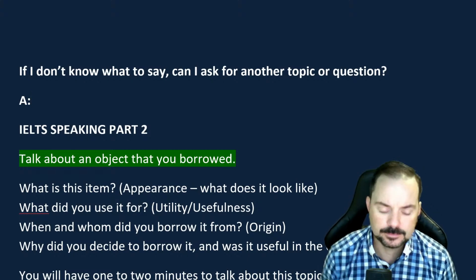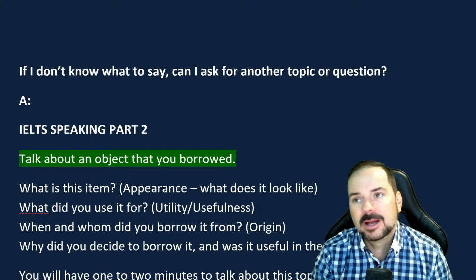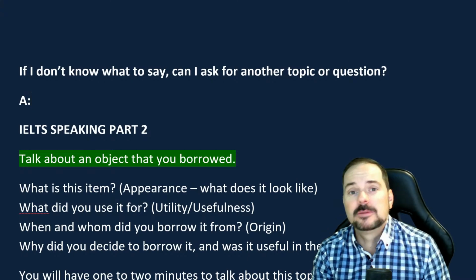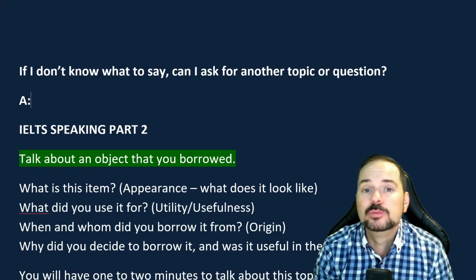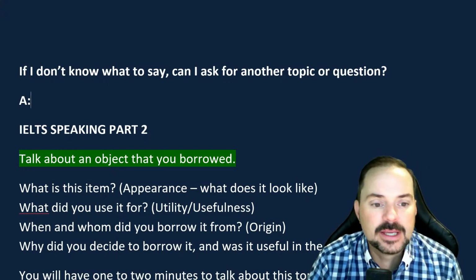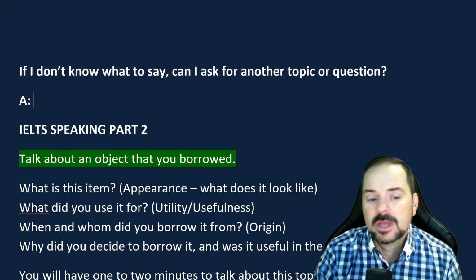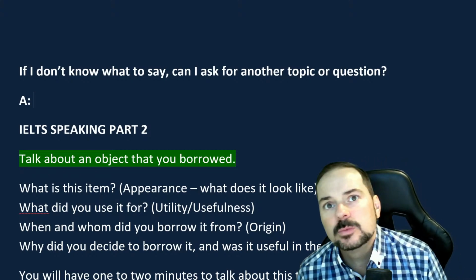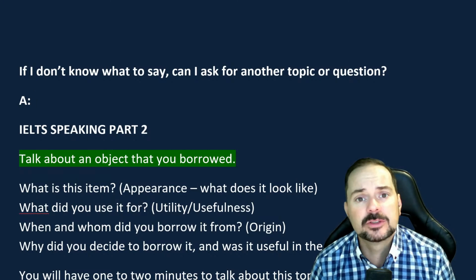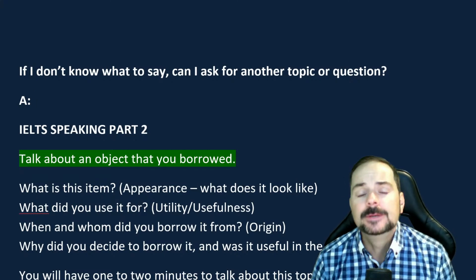Okay. So even though we might not be borrowing as much these days from each other as in the past, we still do borrow. The examiner will be like, why? The reason why you cannot ask for another question is because that would not be fair to assess your English level, right?